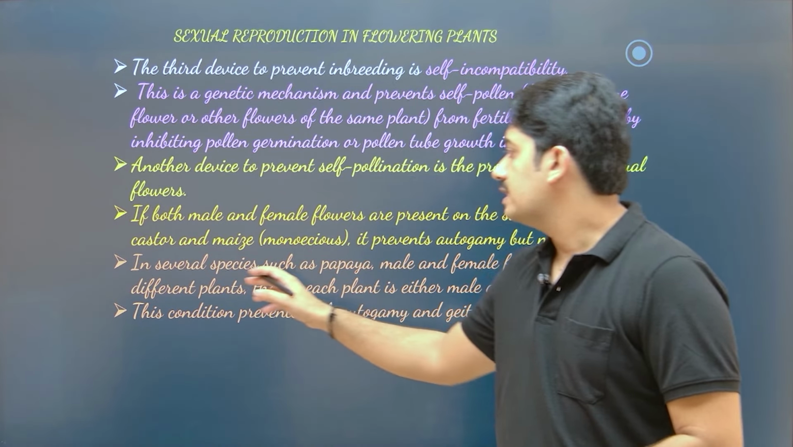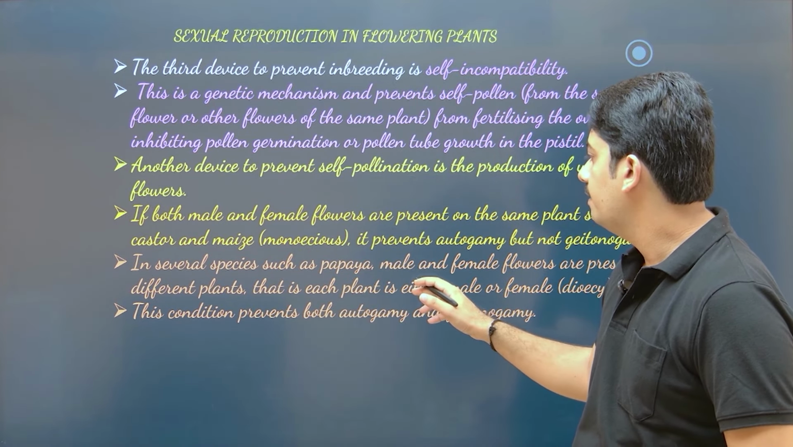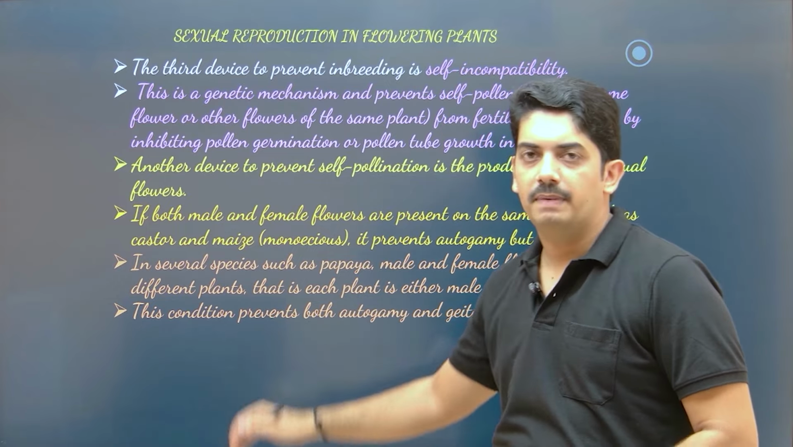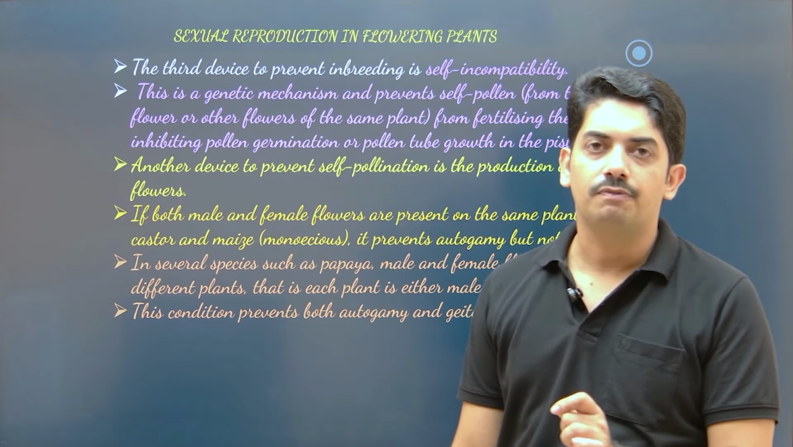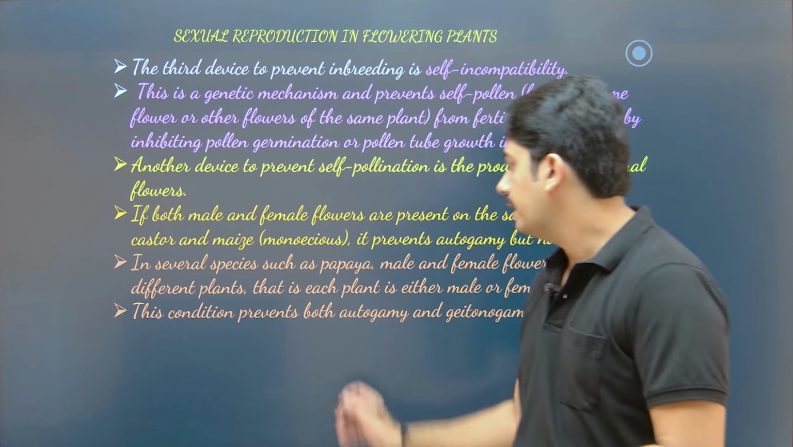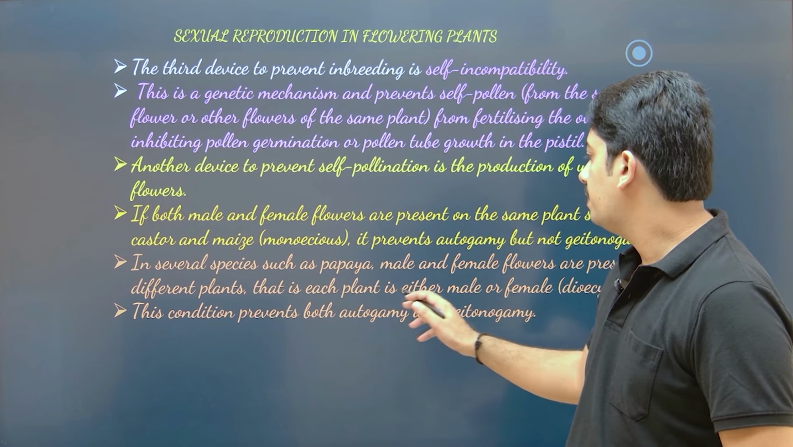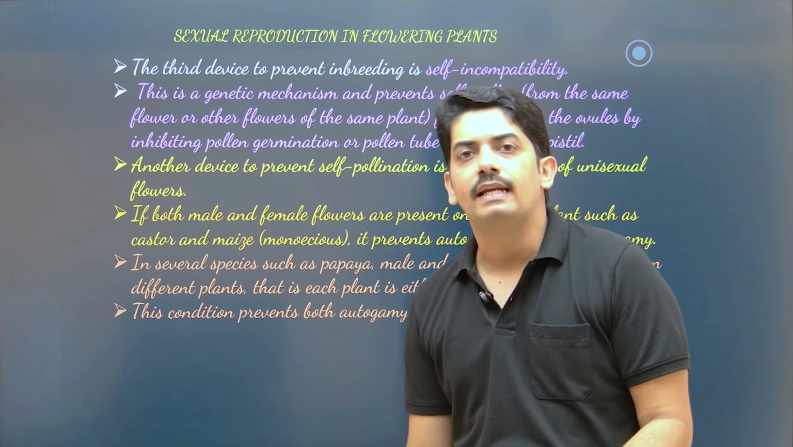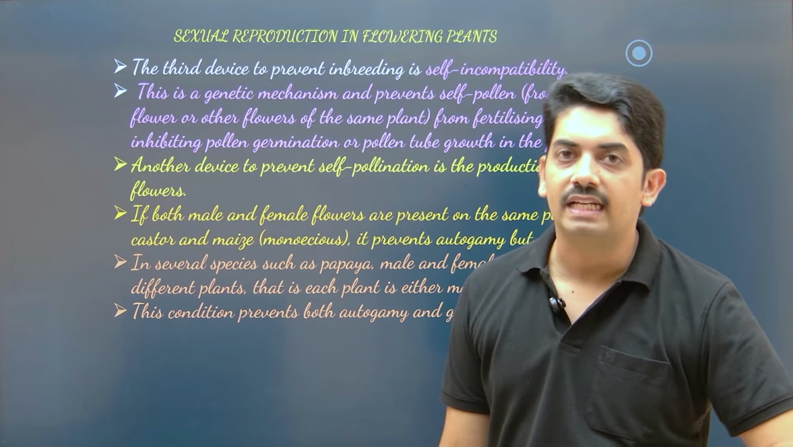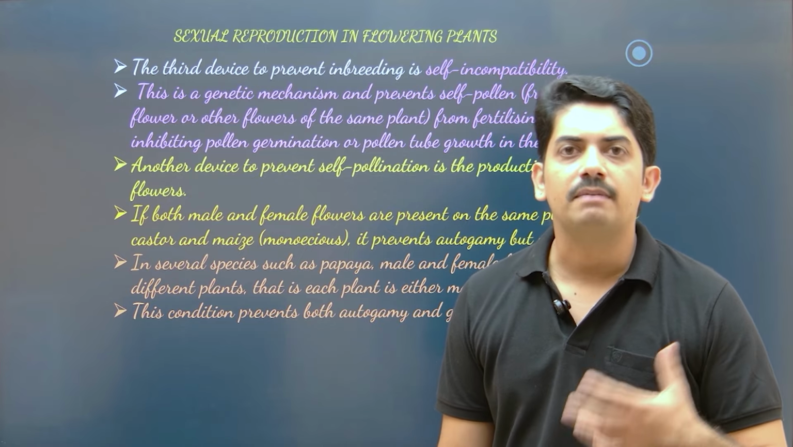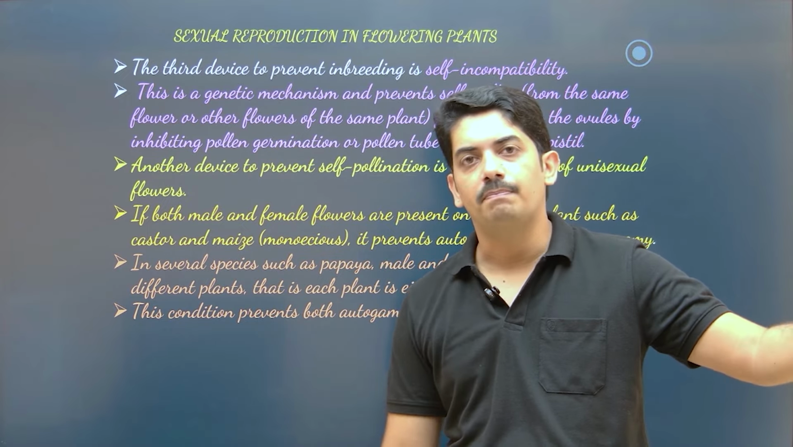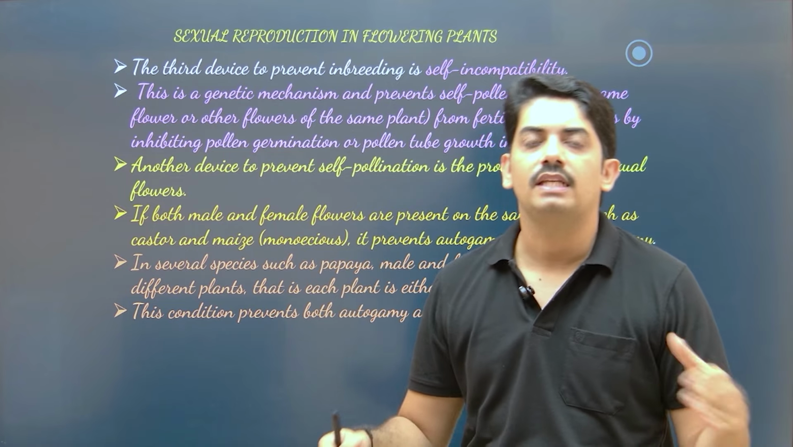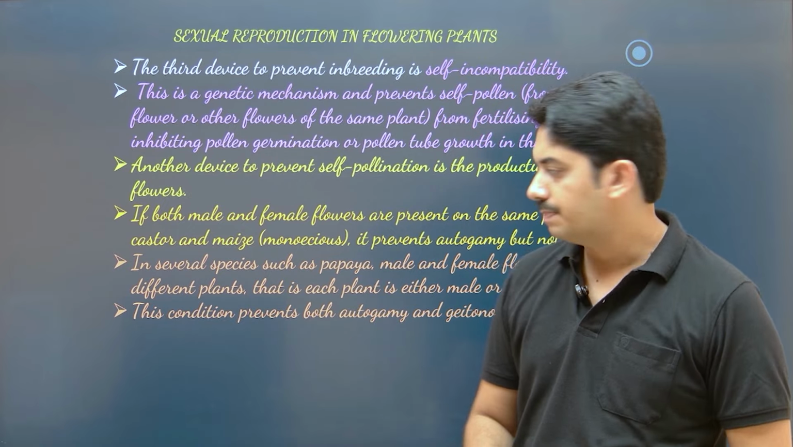In several species such as papaya, male and female flowers are present on different plants. This is one of the best examples of a dioecious plant, that is, each plant is either male or female. You can correlate this example with the date also. In date plants, you can also observe male plants and female plants. So there is a high chance that these flowers undergo cross-pollination.